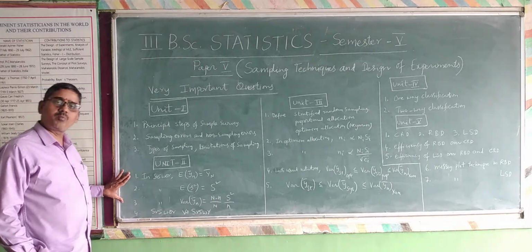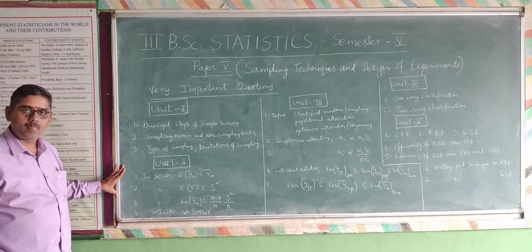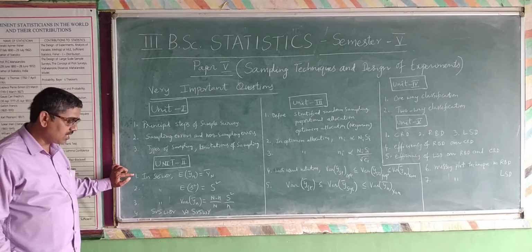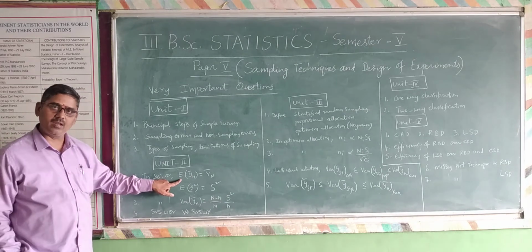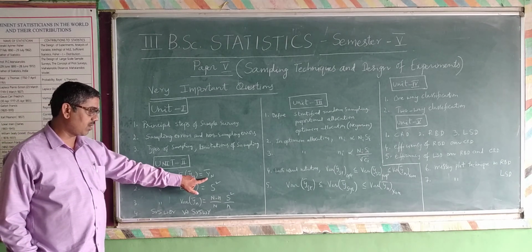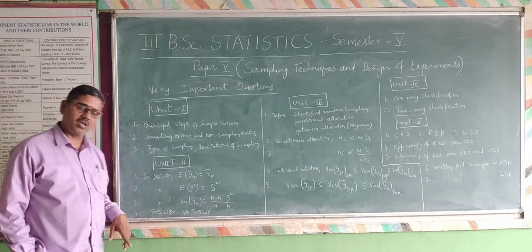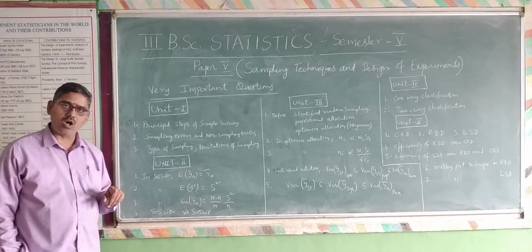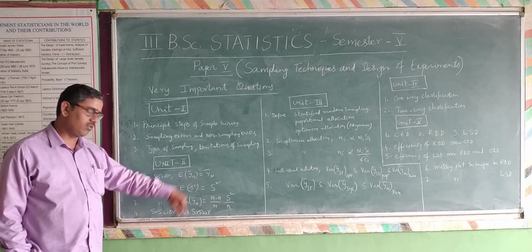I have based it on 4 important items: 3 theorems and 1 question. What are the theorems in SRSWR? Sample mean is an unbiased estimator of population mean, which is expectation of small y bar is equal to capital Y bar. The question will be given in the examination: in SRSWR, with usual notation, prove that expectation of small y bar is equal to capital Y bar.